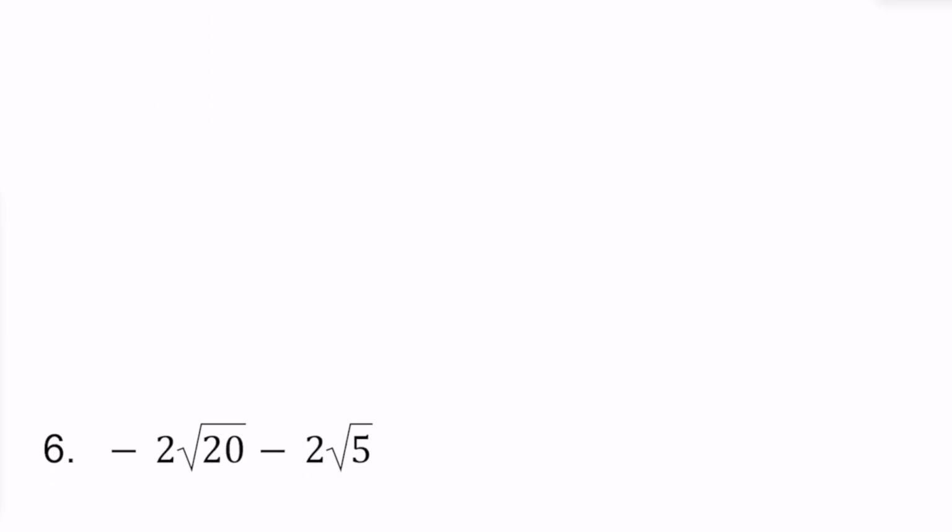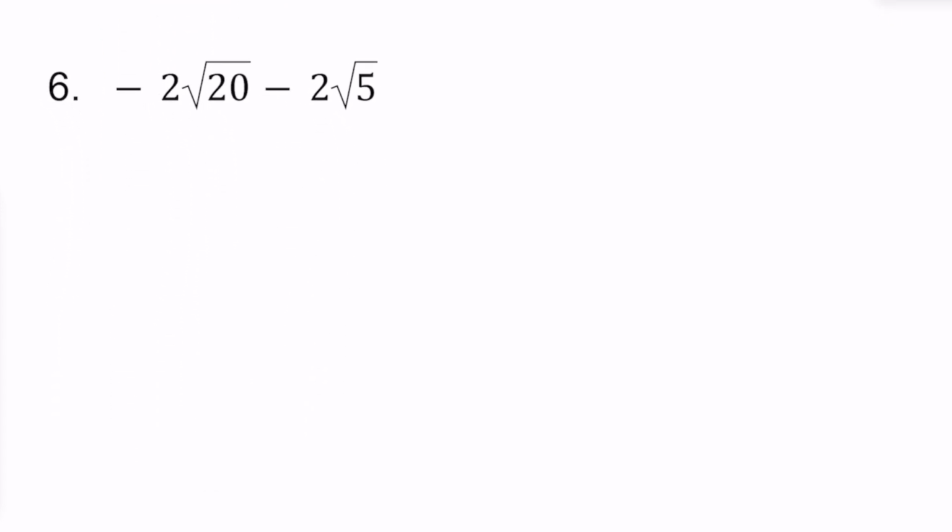All right, here's number 6. For number 6, we have negative 2 root 20 minus 2 root 5. Let's go ahead and identify which one is a smaller radical. So we have the square root of 5 here, so that's the one we're going to want to try to match. We have the square root of 20 over here, and that's the one we want to try to break down or simplify that radical.